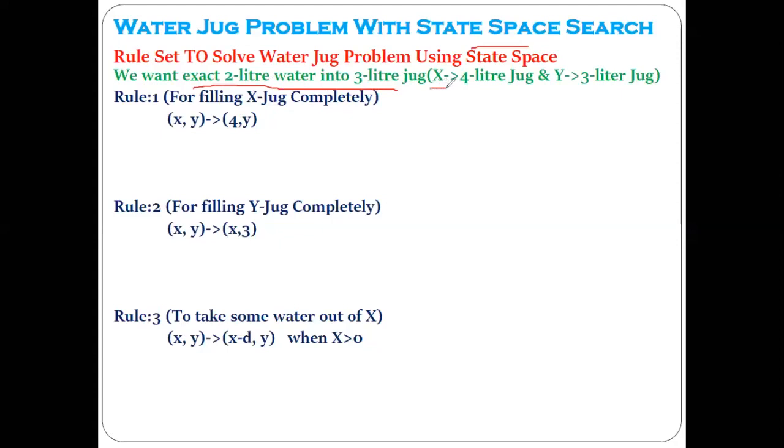We have been given 2 jugs, X with a 4 liter capacity, and Y with a 3 liter capacity. Now, in order to solve this using the state space search, there are some rules that have to be applied. So first we discuss these rules. You need to understand these rules carefully in order to solve such kind of problems.